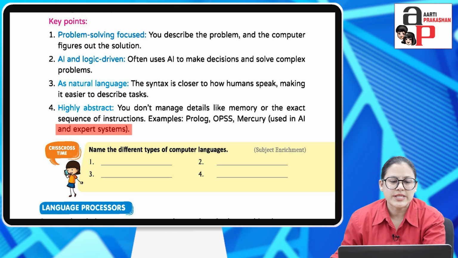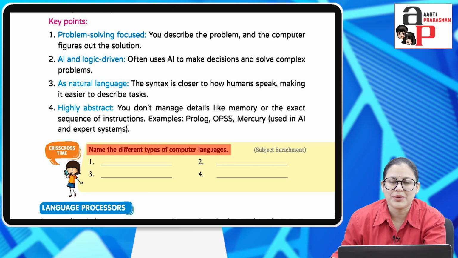Okay. Crisscross time, name the different types of computer languages. Now you can write over here.